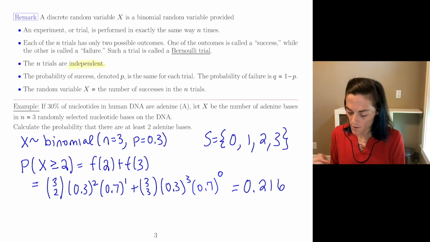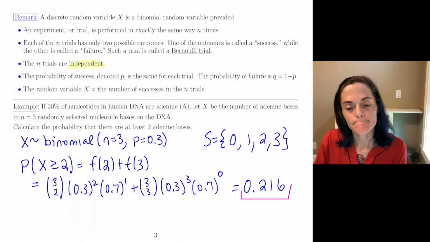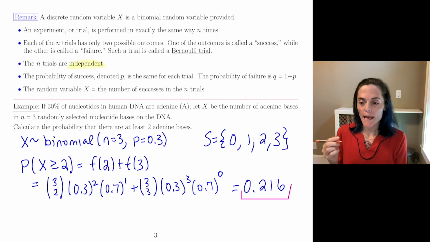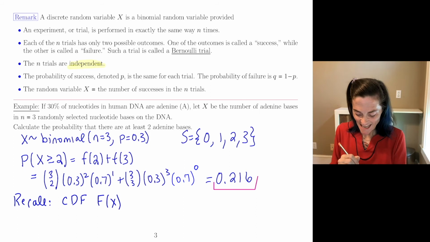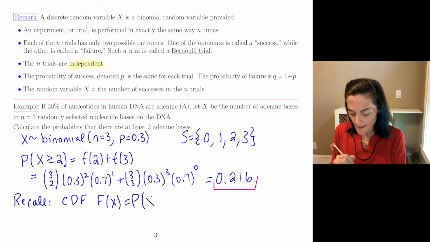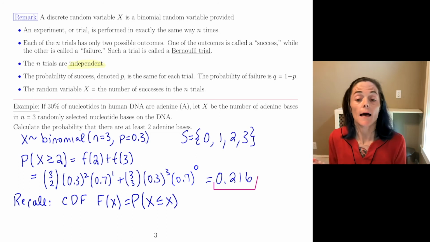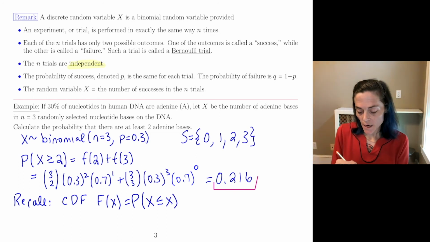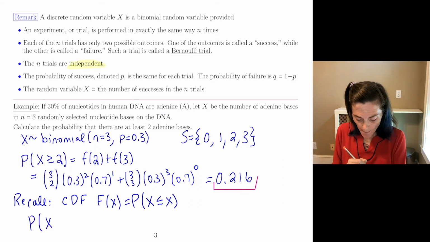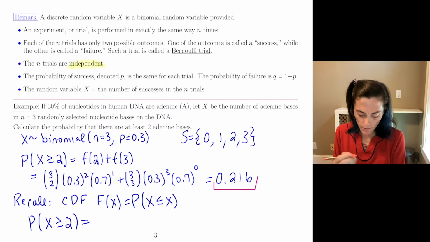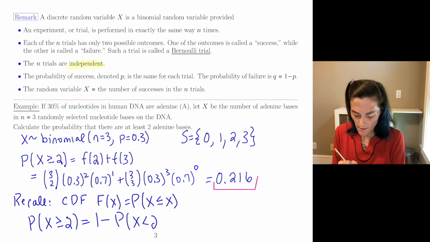Now, is this the only way you could do it? No, there are other ways. Recall the cumulative distribution function. We saw this in our last exercises. This is the probability that capital X is less than or equal to little x. Now, if you stare at the support here, in this example, if you want the probability that capital X is greater than or equal to 2, it would be 1 minus, well, I'll do it this way.